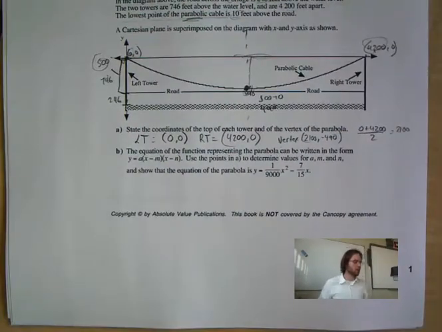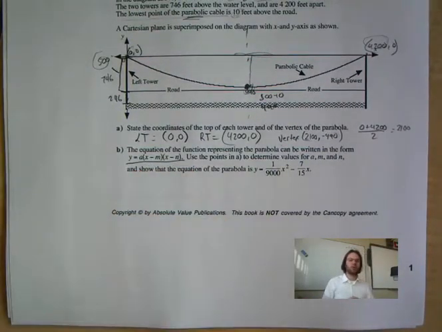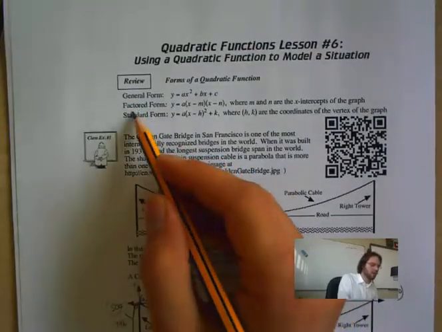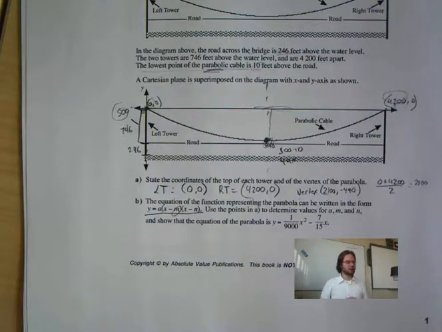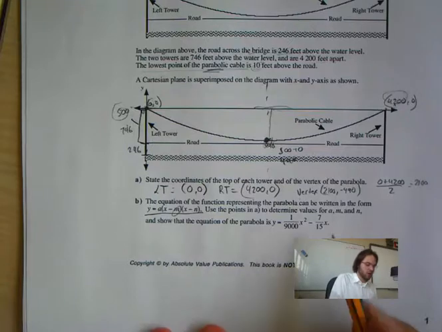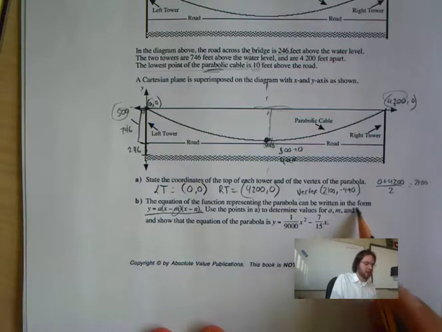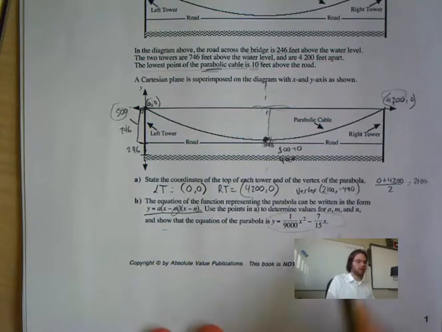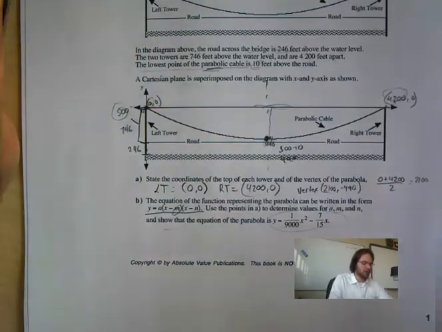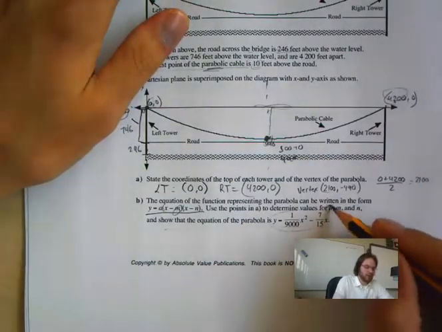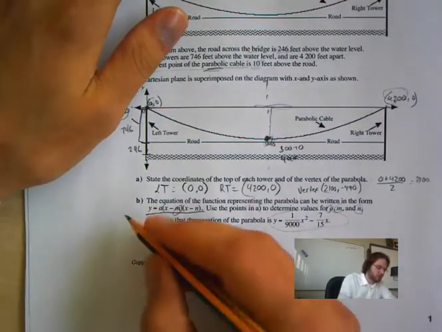Alright. Next part, part B, says the equation of the function of the parabola can be written in this form here. Which form is that? That is factored form, where m and n are my x-intercepts. So it wants it in factored form. Determine the values for a, m, and n, and show that the equation of the parabola is that. So first is first, we have to determine the values of a, m, and n. So let's plug this in.